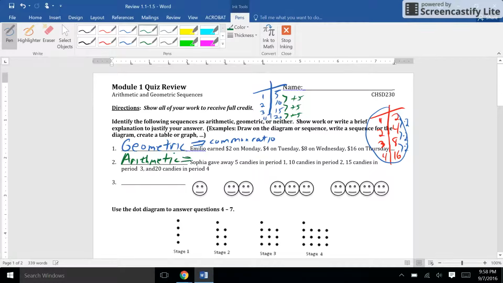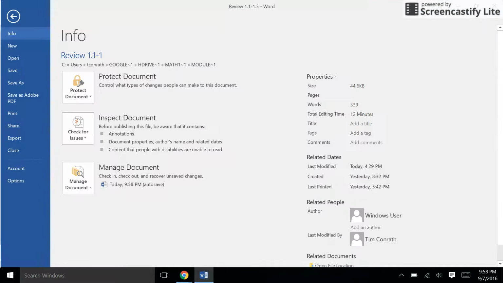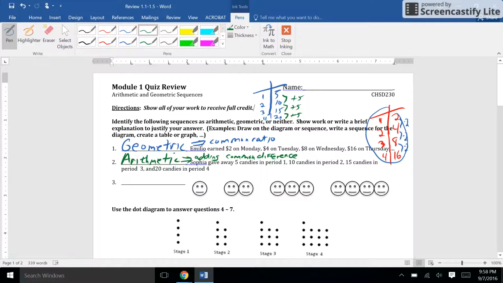If you wanted to write something, maybe say adding, or you could say common difference. All right, let's take a look at this. So we got some smiley faces.